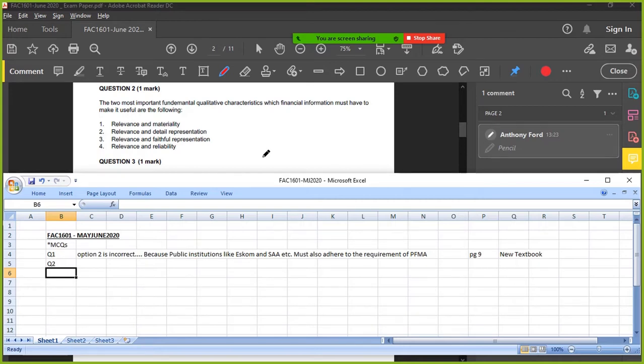Which one are you going with? To me, faithful representation would be more important than reliability, but they're both equally important. Which one are you going with? 3. You're going with 3, okay.